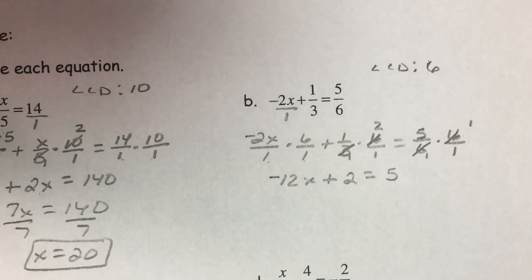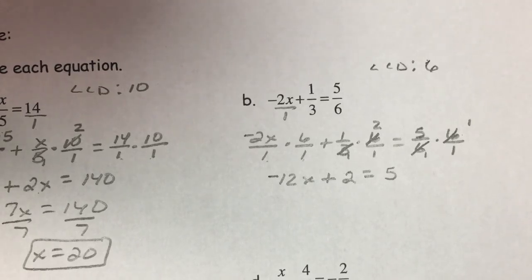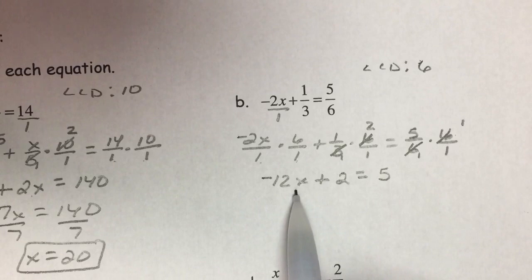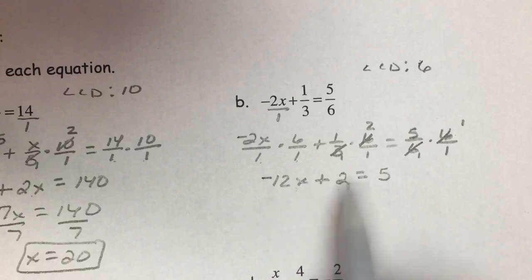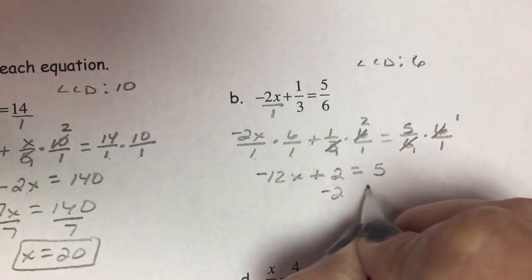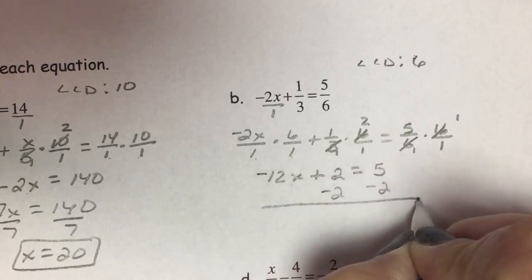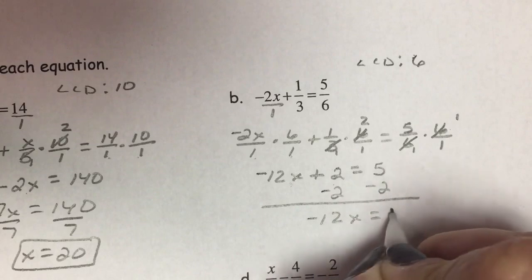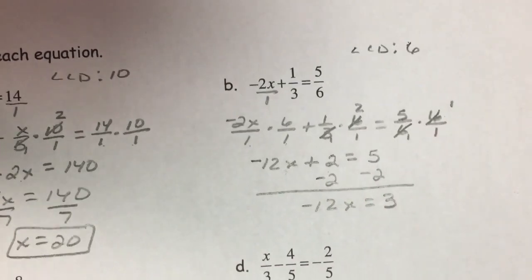Okay, so now we solve this equation like we've been doing my other equations. There's no like terms to combine, and all of my variable parts are on the left, but I want to get rid of this because remember, I want everything with a variable to one side, everything without a variable to the other side. So I'm going to subtract 2 from both sides of my equation, which will give me negative 12x equals 3.